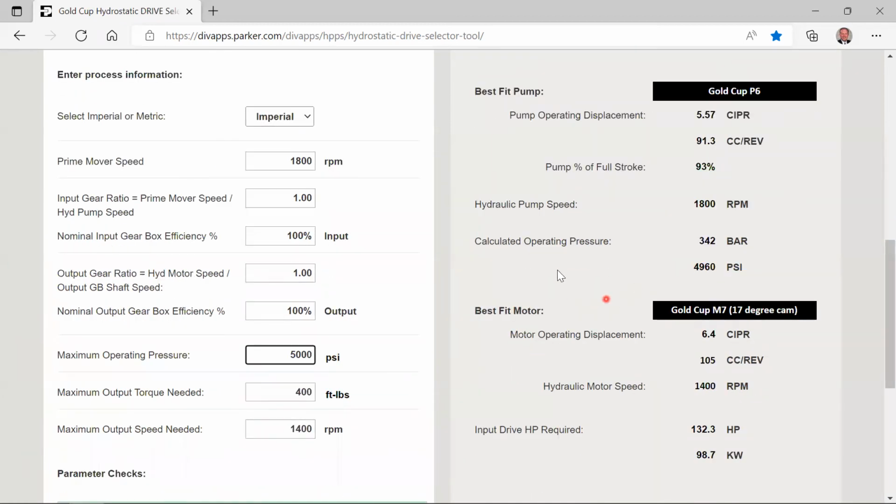Then off to the right-hand side, this is the calculated data. None of this can be changed other than by changing your inputs. Directly below the pump and the motor, we provide the operating displacement in both cubic inches per rev and cc per rev, along with the speed of the pump and the speed of the motor. We also then provide what the calculated operating pressure would be for the system and the input drive power required in horsepower and kilowatts. Now we'll move on and we'll try a few examples.